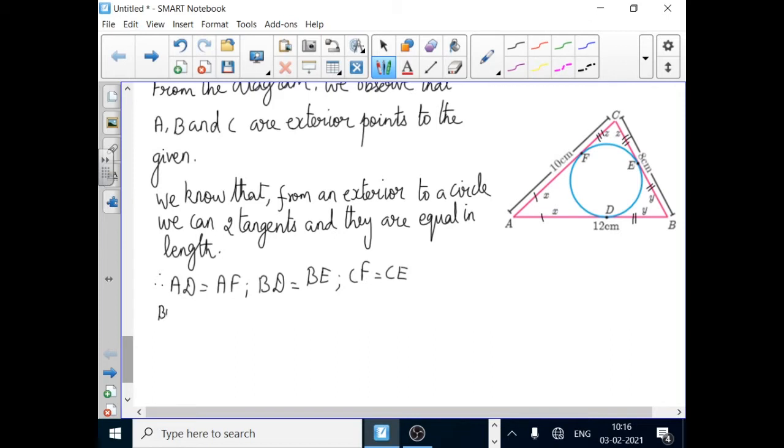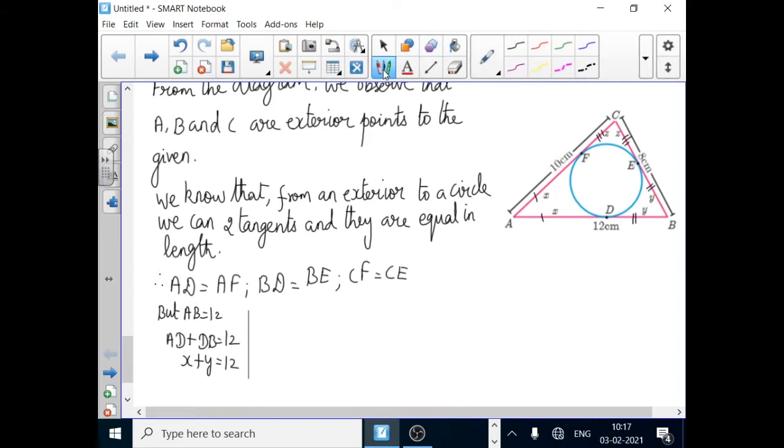AB is equal to 12 cm, it is given in the question. So I can write it as AD plus DB equal to 12. Let us split it. AD plus DB, where AD value is x. So x plus y equal to 12. So this is one concept. Let us write it on the side.